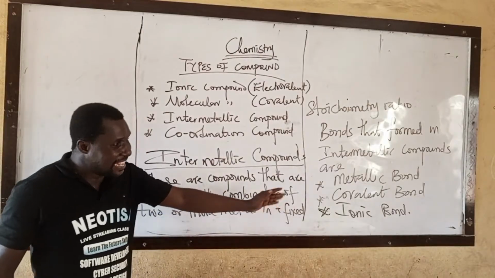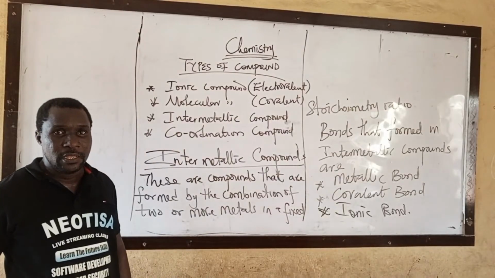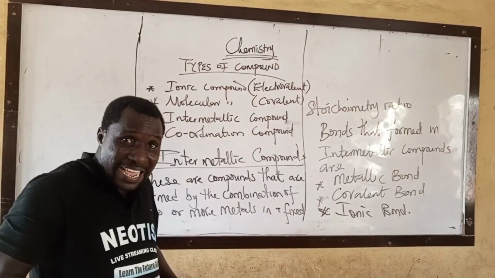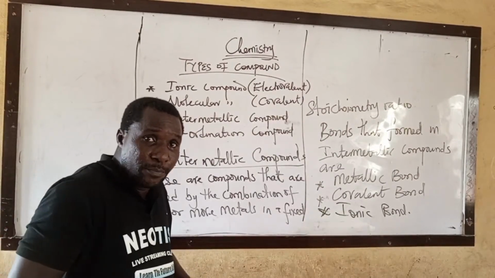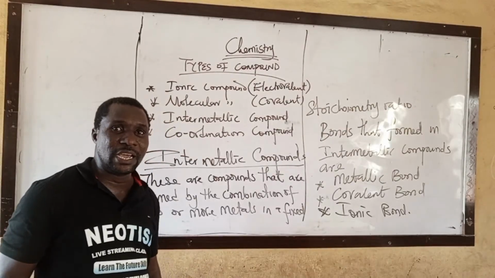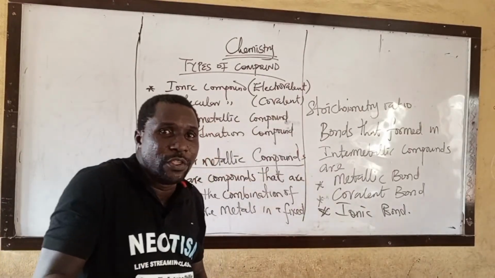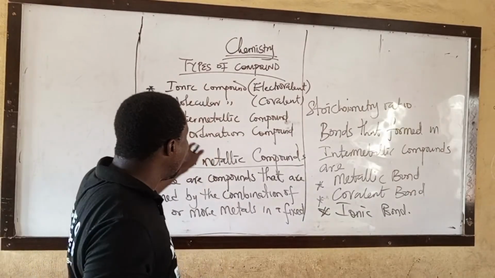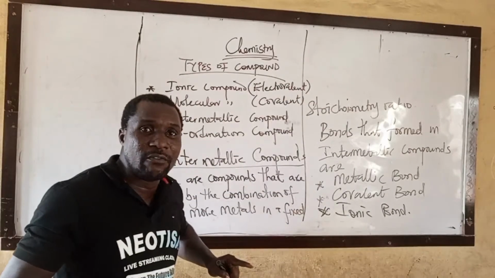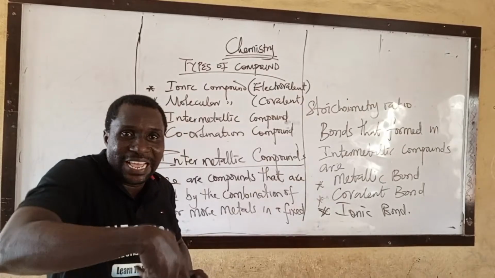Intermetallic compound can exhibit three bonds at the same time or two bonds at the same time. It's not necessary that they have only metallic bond. They can have metallic and covalent bond. They can exhibit metallic and ionic bond. They can exhibit only metallic bond. It depends on what? On the metals that combine. That means intermetallic compound does not only have one bond. Not like ionic compound that has only ionic bond. Not like a molecular compound that has only covalent bond.